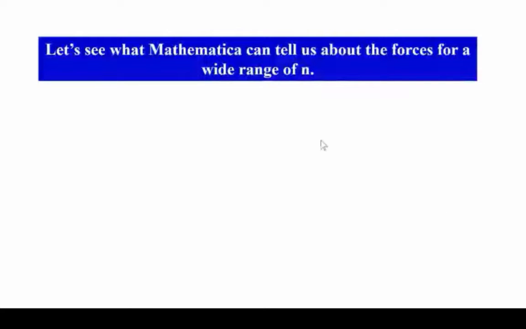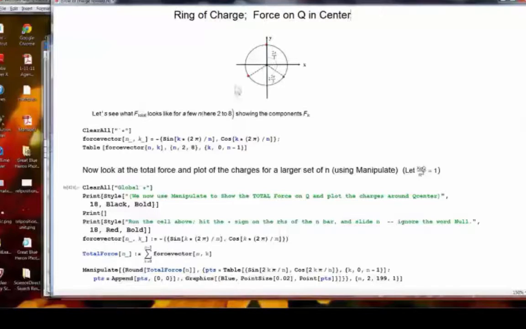Well, let's take a look at what Mathematica might tell us about these forces. So here we have then our diagram for n equal 3, and we'd like to look at these forces. And so what I have here is a cell that gives us the force vector for any n as a function of k. So this is the kth force for a given n. This will be in the direction of the force on Q due to the k charge. I'm going to make a table of these forces so that you can see what they look like. And we're not going to take too many because the table gets pretty big.